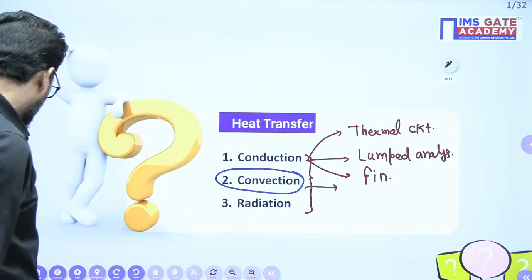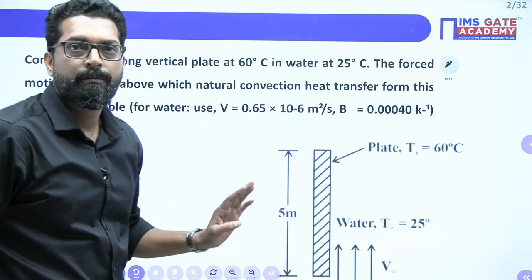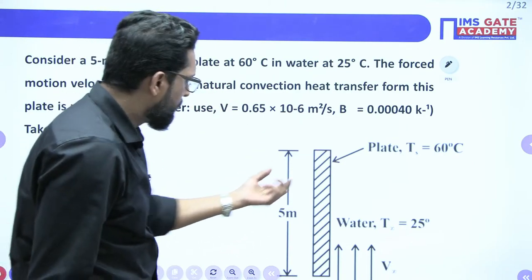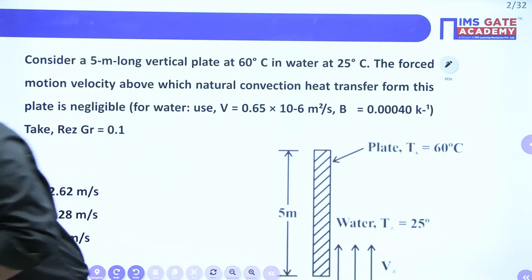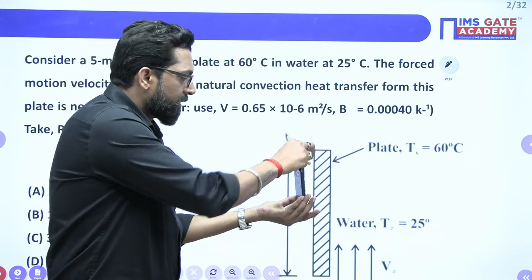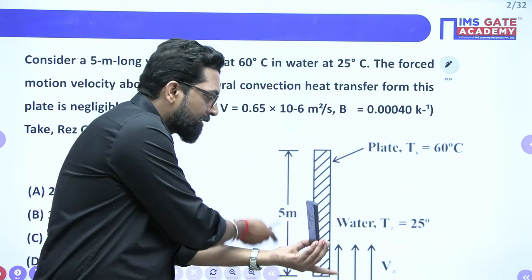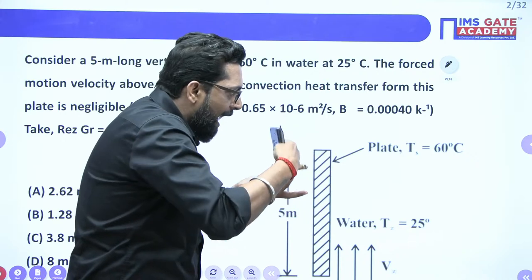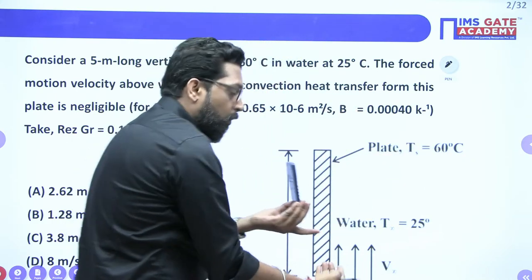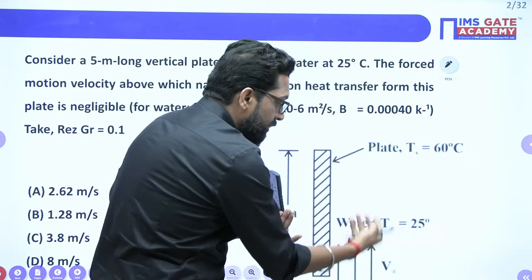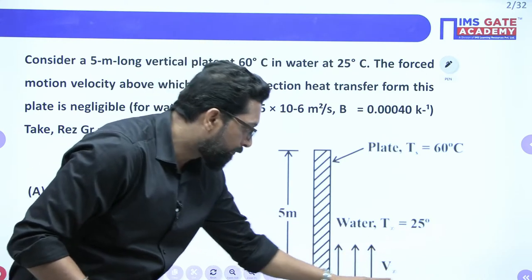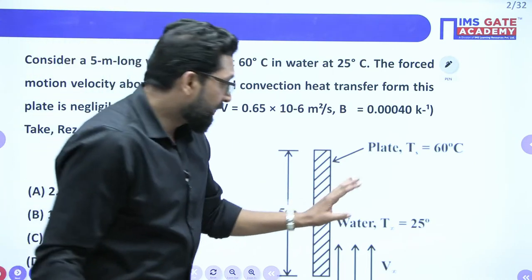So this is your first question. I give you one model of the question. There is a flat surface, which is like that, and the flat surface has a length of 5 meter, right? And the plate has a surface temperature of 60 degree centigrade. And there is water flowing over it, the water at 25 degree centigrade is flowing with a velocity. And the velocity of the flow is given. My dear, this is your question, right?